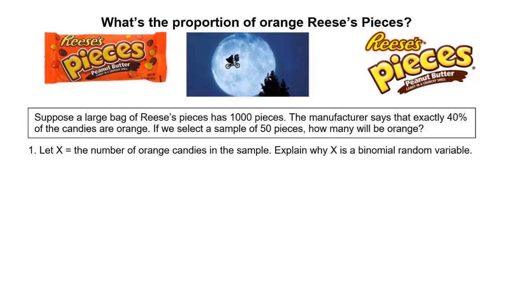I don't remember who the candy company is. I think it's Hershey that makes them. I don't remember. But they say 40% of the candies in Reese's Pieces are orange.